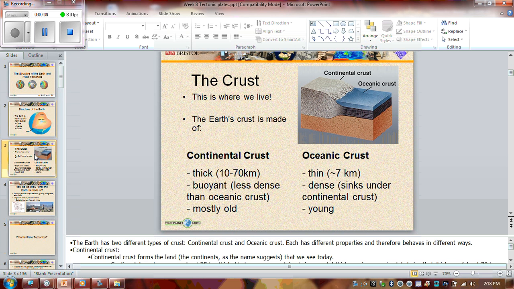Now, as we move on to the crust, there are two types: the continental crust and the oceanic crust. The continental crust is thick, buoyant, and it floats on the oceanic crust. The oceanic crust is thin and dense, and hence it is under the continental crust.